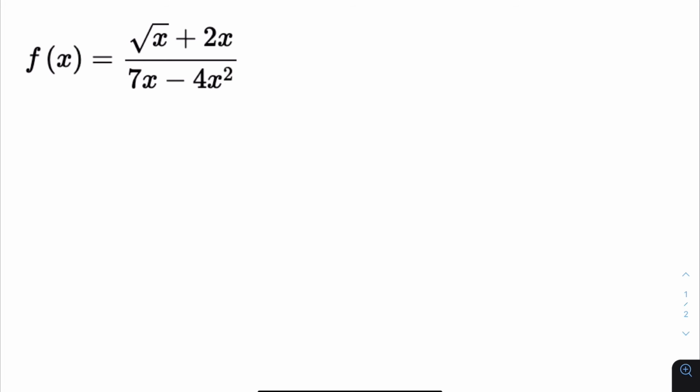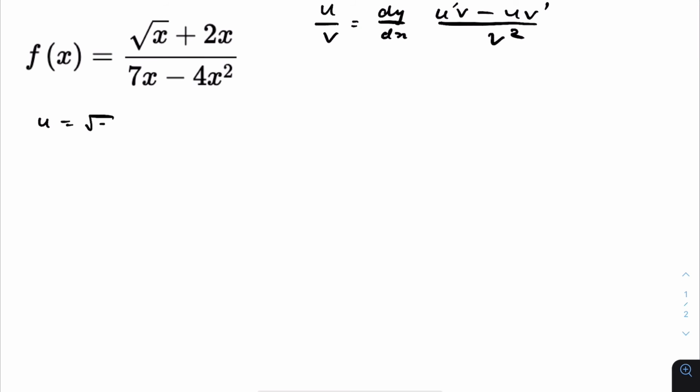So first we've got to identify our u and v values. And before we even do that, let's first write down the equation. So if we have u over v, then dy over dx is u prime times v minus u times v prime, over v squared. So our u is clearly the numerator and the v is the denominator. So the u is root x plus 2x. But it's helpful to write it as a power. So it's x to the power of half plus 2x. That makes it really easy to find the derivative of.